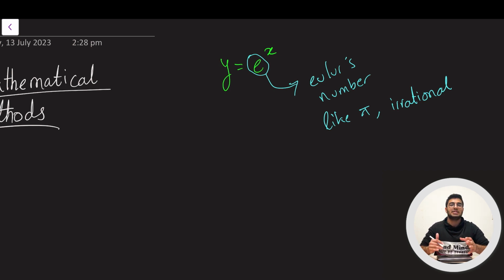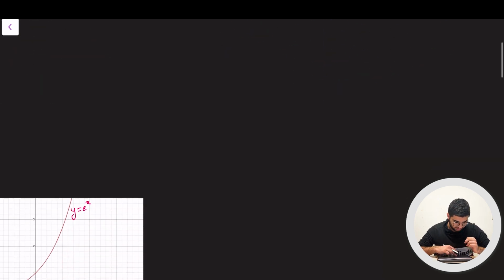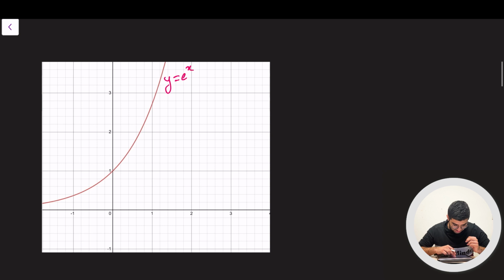But for our cases, it's a special number because its derivative has a significant property that almost no other function has. We're going to investigate that today, and find out what that property is and why it's so significant. So here, this is the graph of y equals e to the x. As you can see, it's an exponential graph, increasing at an increasing rate.